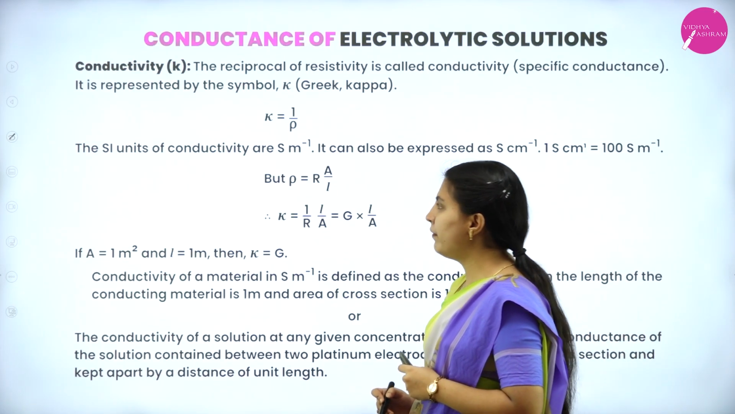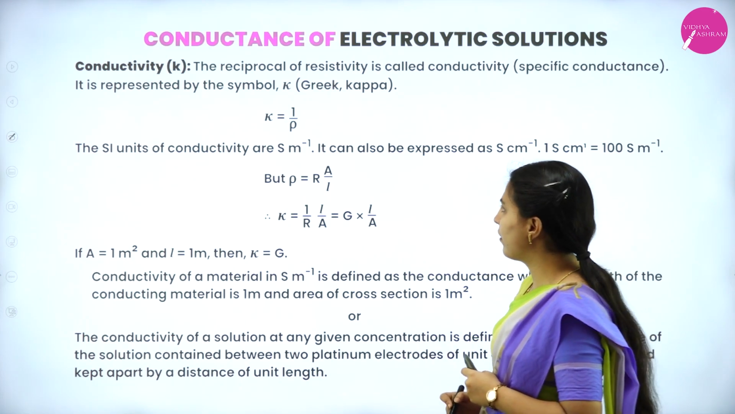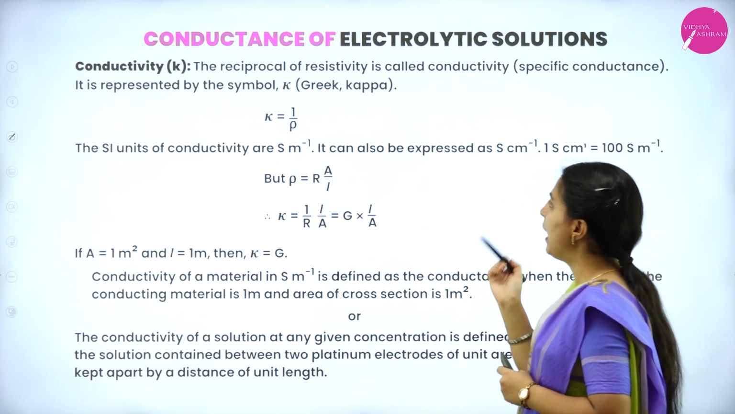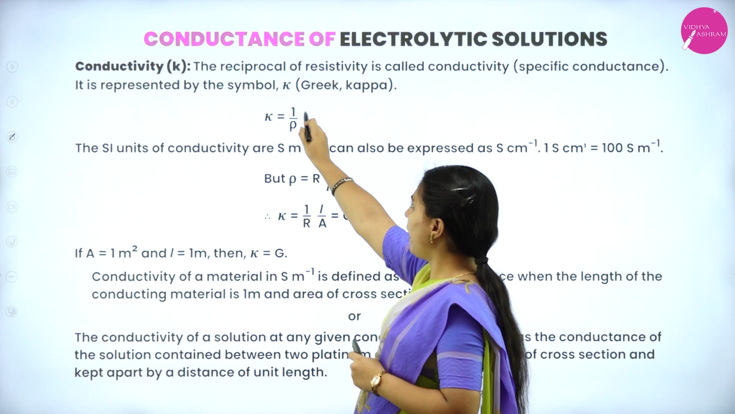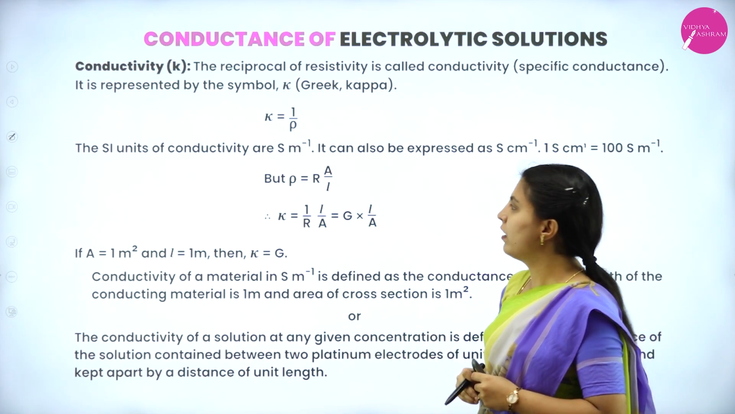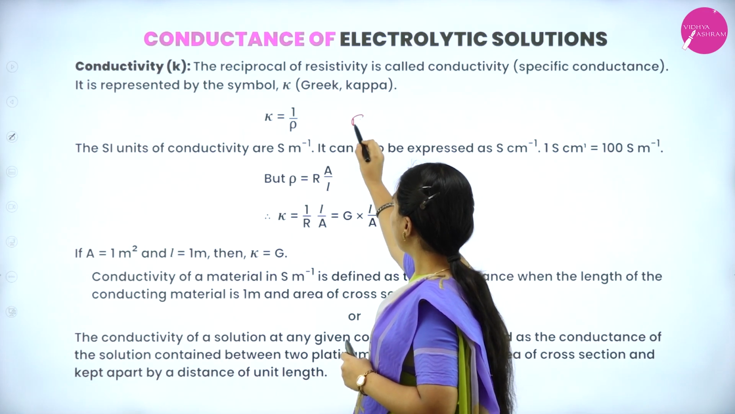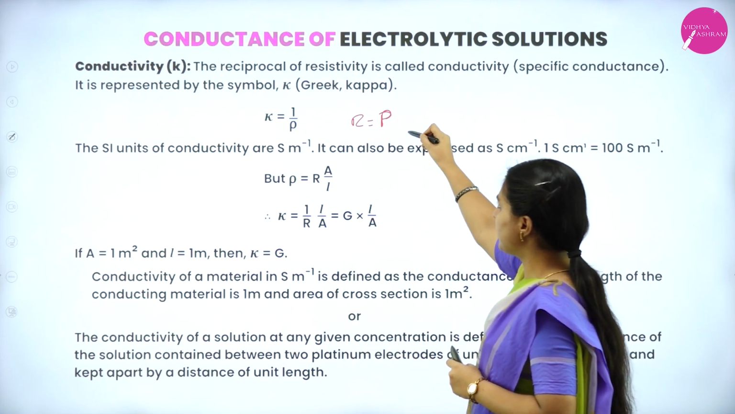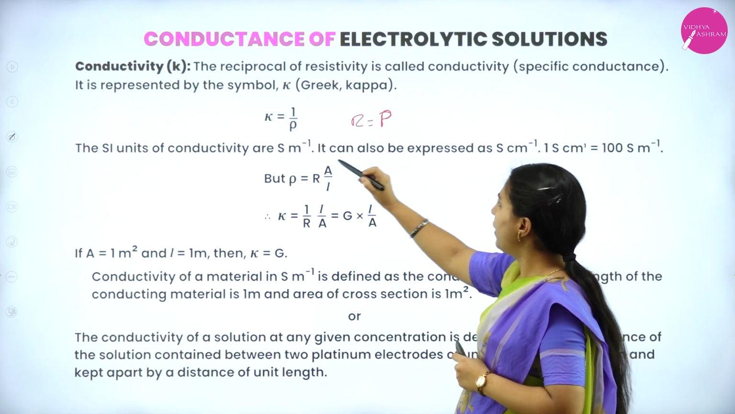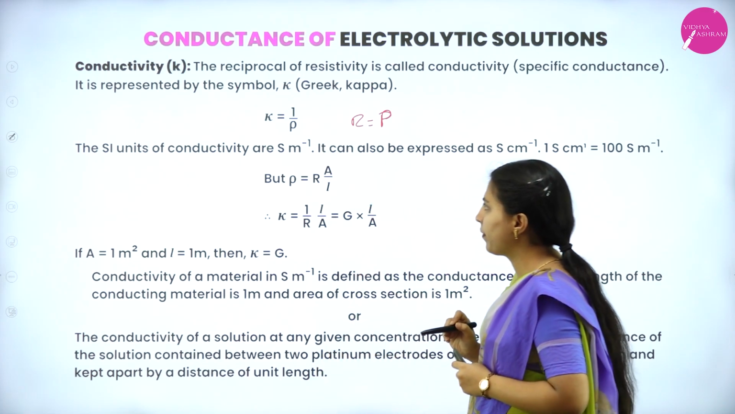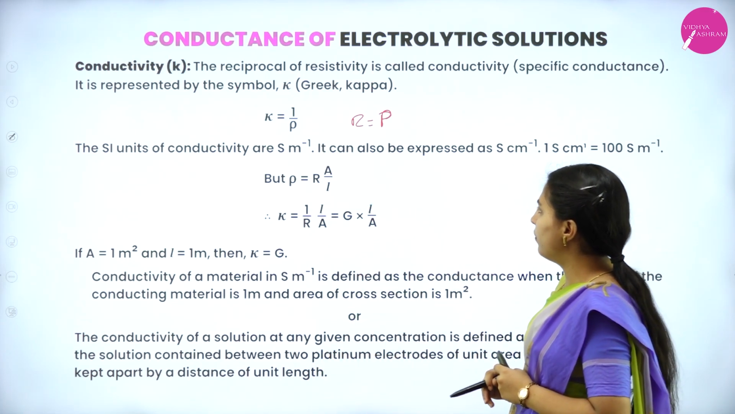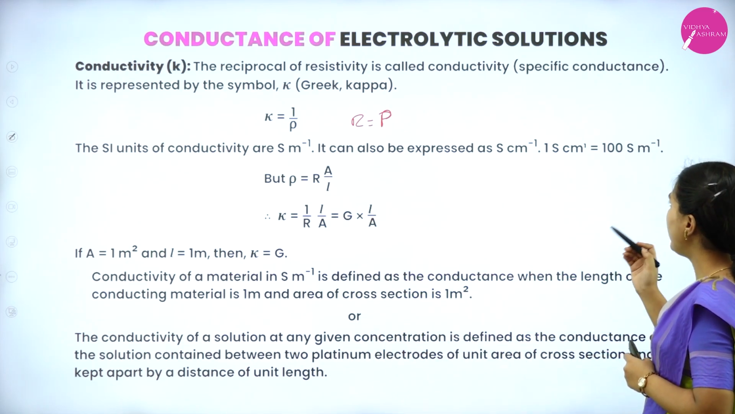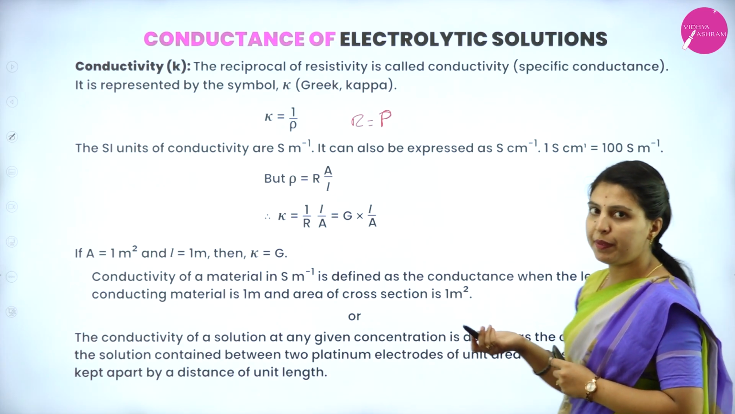Next, conductivity. Conductivity is represented by kappa, a Greek letter. The reciprocal of resistivity is called conductivity or specific conductance. It is represented by the symbol kappa. So when R equals rho, this is the reciprocal of resistivity. So kappa will be the reciprocal of rho. The SI unit of conductivity is Siemens per meter. It can also be expressed as Siemens per centimeter. 1 Siemens per centimeter equals 100 Siemens per meter.